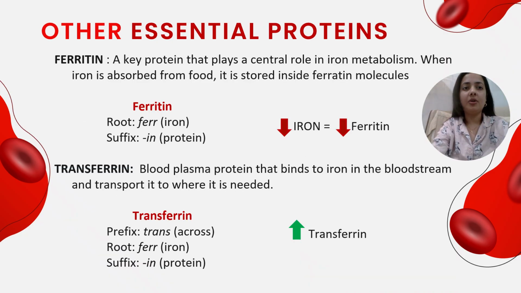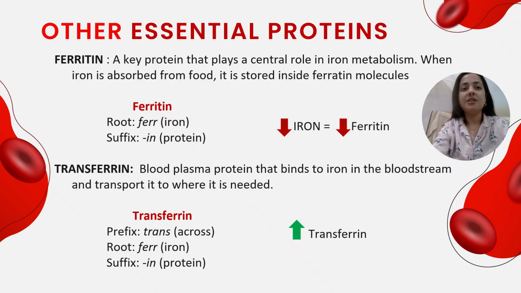Now, let's move on to the essential proteins. Ferritin is a key protein that plays a central role in iron metabolism. When iron is absorbed from food, it is stored inside ferritin molecules. If iron levels begin to drop, the body uses up the ferritin stores first, which is why a low ferritin level is often the earliest sign of iron deficiency.